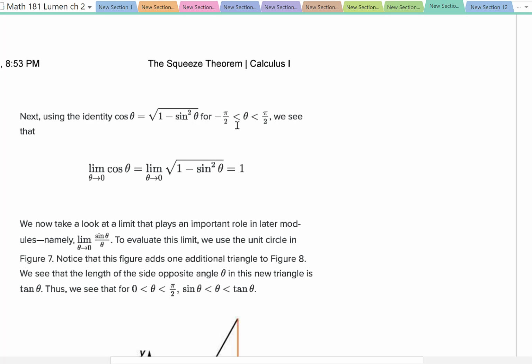For negative pi over 2 is less than theta less than pi over 2. So our limit as theta approaches 0 of cosine theta would be the same. The limit is that, which is 1.